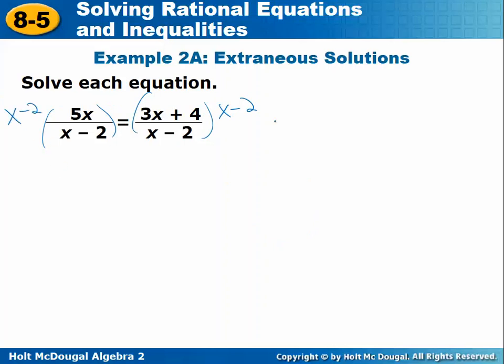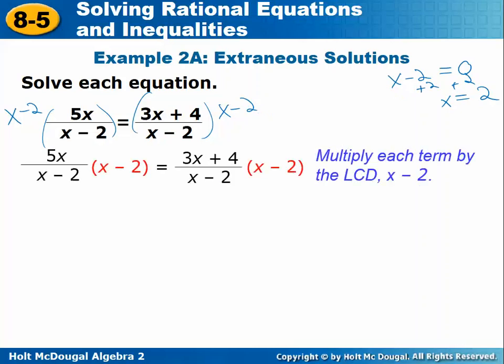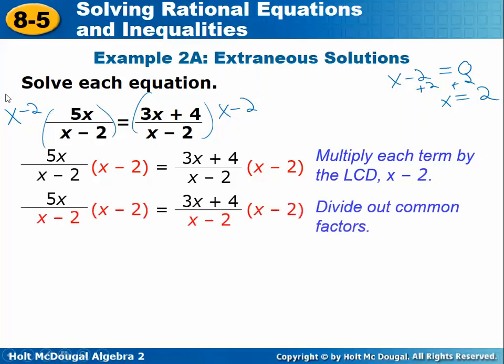And also I should note that I cannot get 2 for an answer. If I get an answer of 2, then that would give me 0 in the denominator, and that wouldn't work. So when I multiply both sides by x minus 2, a lot gets canceled here, and we're just left with 5x equals 3x plus 4. So when something like that happens, it's something to note that, wow, I changed my answer a lot by multiplying both sides by the common denominator.